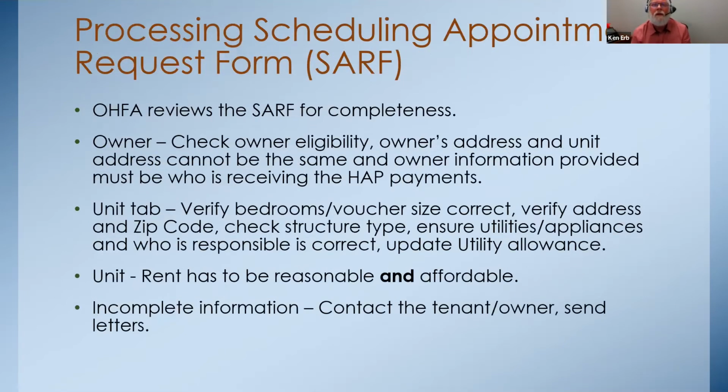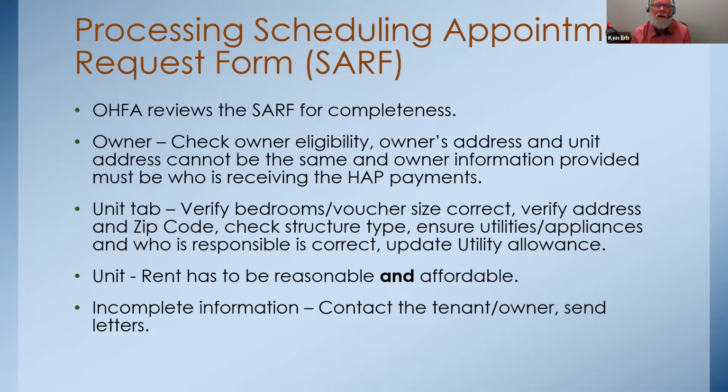So when we get this scheduling appointment request form that Mr. Love talked about earlier, we review it for completeness. We have to remember that before we can do a HAP contract, we have to make sure the unit is rent reasonable. So we have to check owner eligibility. One thing that is sometimes confusing is that the owner's address on the scheduling appointment request form and the unit address cannot be the same.